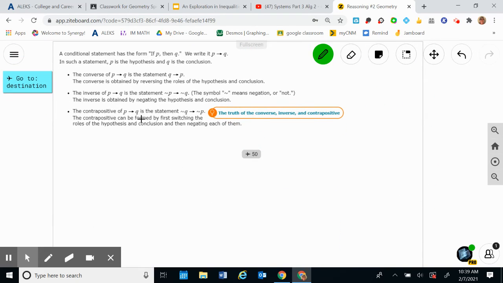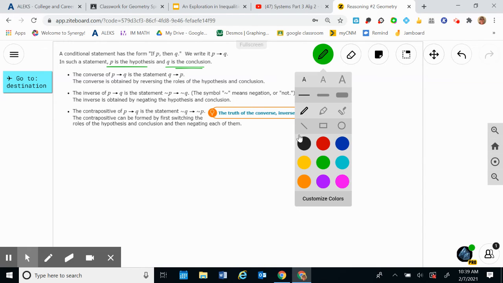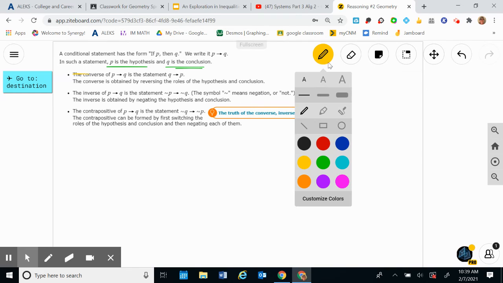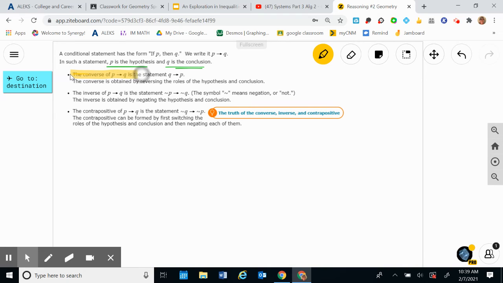Okay, the next one. A conditional statement has the form if P then Q. You write it like this. In such a statement, P is the hypothesis, Q is the conclusion. Okay. So the converse. I didn't get the title of this one. Sorry about that. These are actually the notes for this section, and I did this because this is what I would be writing down. Okay, this is important.